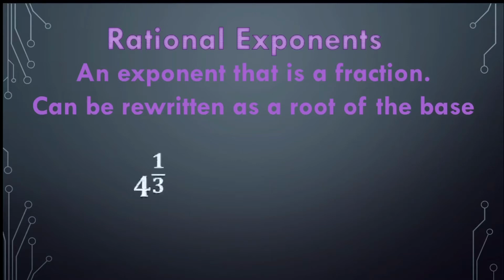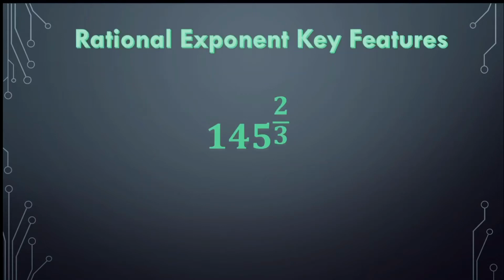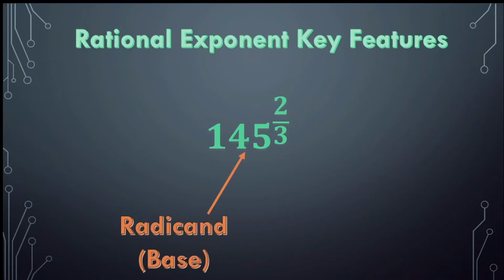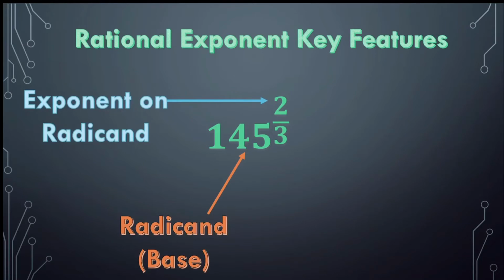So for example, if I have 4 and my exponent is 1/3, I can rewrite that as a cube root of the base 4. So in order to better understand this, it's important that we understand the key features. When we talk about the base, most of you know that's the base, but we also call it the radicand. So the base is the radicand. Then when we have a fraction exponent, our numerator will be the exponent that goes on the radicand.